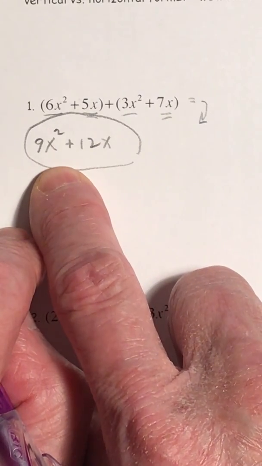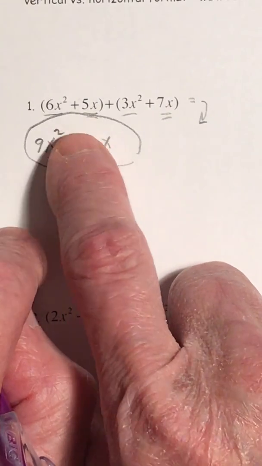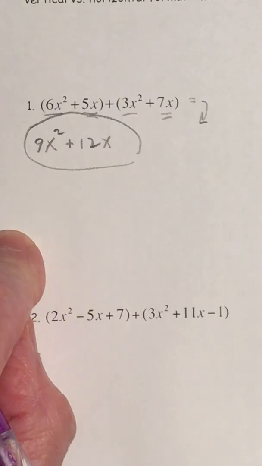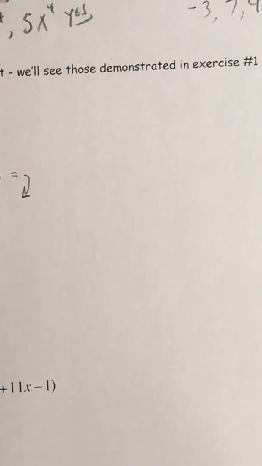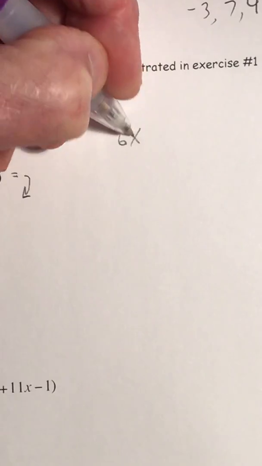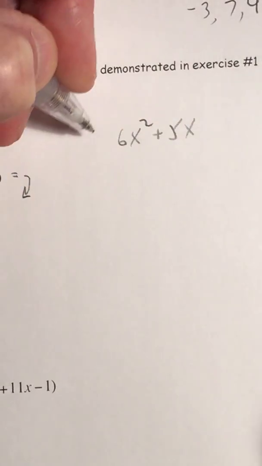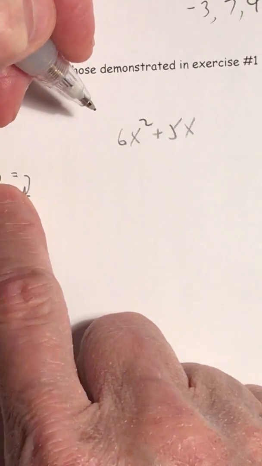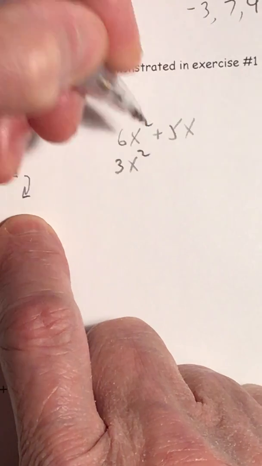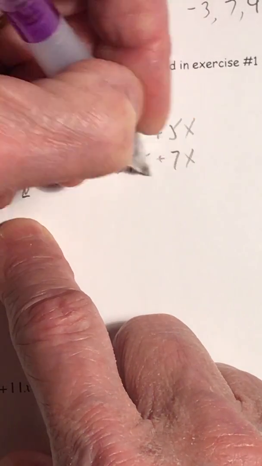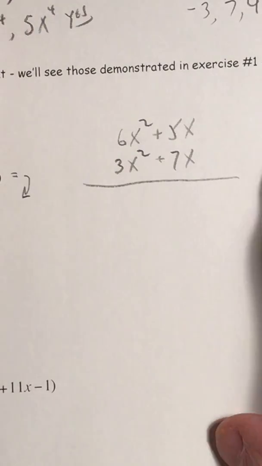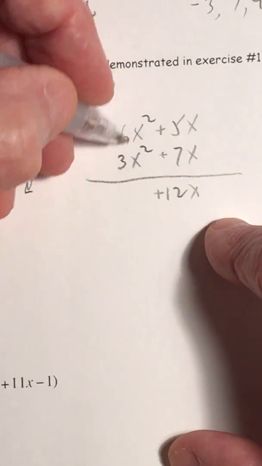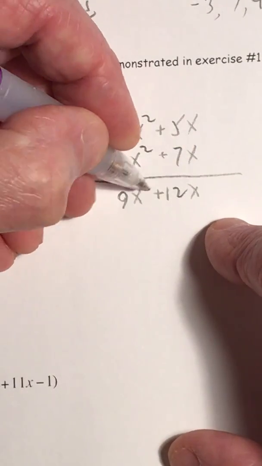Now notice when I added these, I didn't make the mistake that a lot of beginners make of adding the exponent. It's not 9x to the 4th. It's 6x squares and 3x squares is 9x squares. Okay, so that's doing it horizontally. If I want to do it vertically, I'll write 6x squared plus 5x, and directly underneath, in vertical columns, I would write the other expression with the like terms organized vertically. So some students prefer this method and find this a little easier. 5x and 7x, that's a plus 12x, and 6x squared and 3x squared, see, it's the same answer.